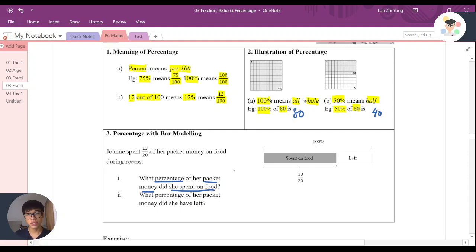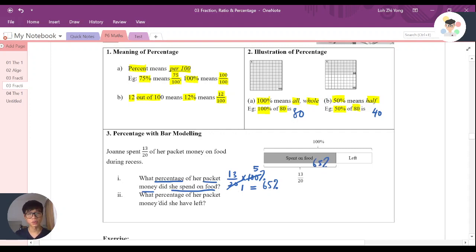So how do we do that? We just use 13 over 20, and multiply by 100%. Then we simplify: 20 and 100 simplify to 1 and 5. Then 13 times 5 is equal to 65, then with a percent. So basically this is 65%.